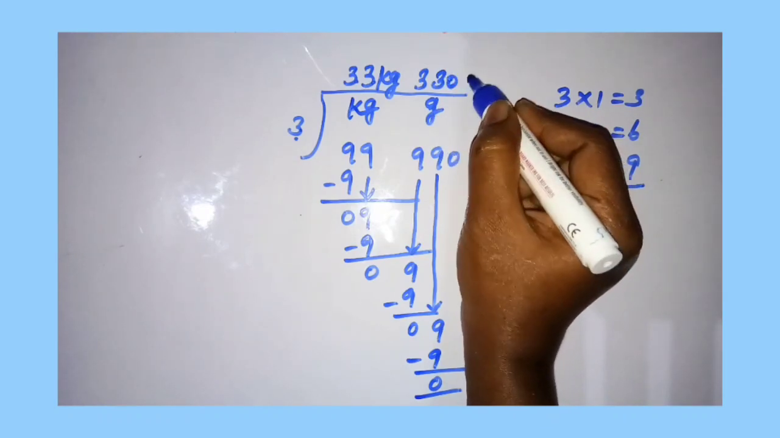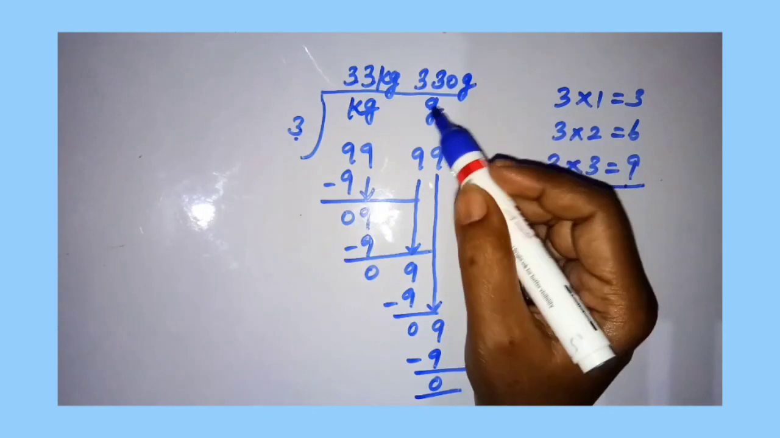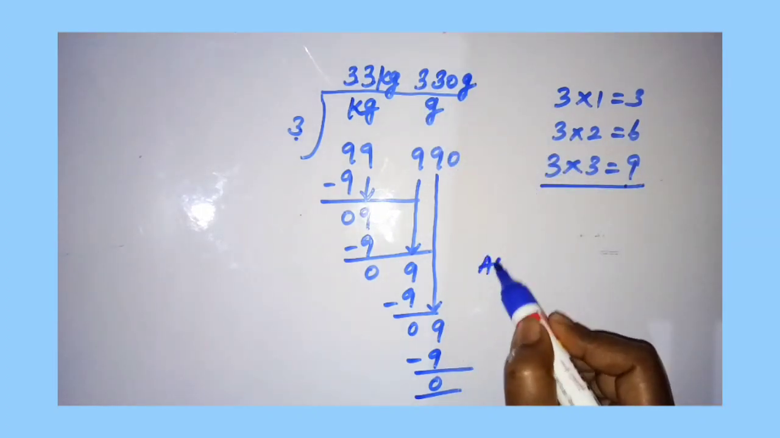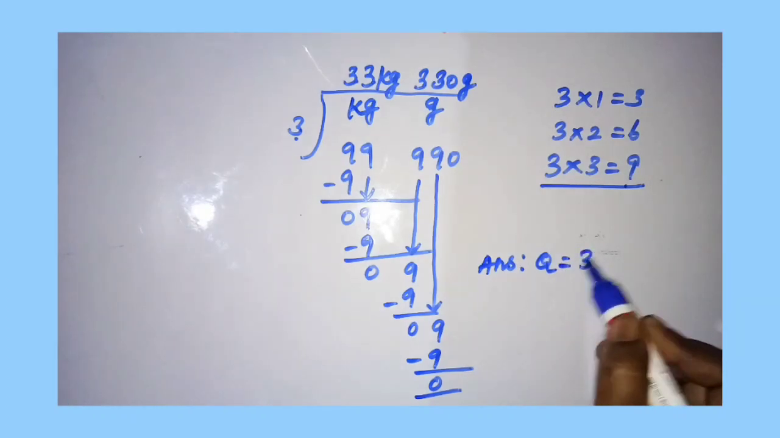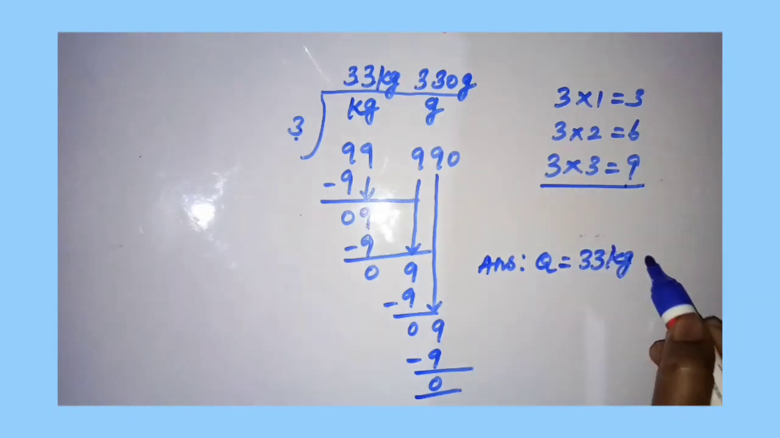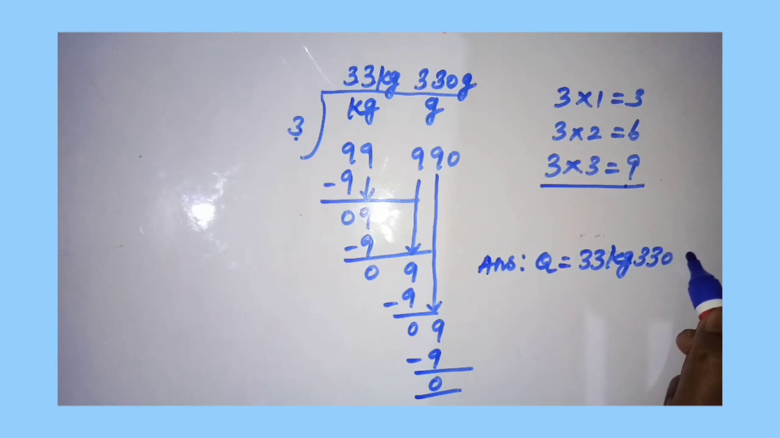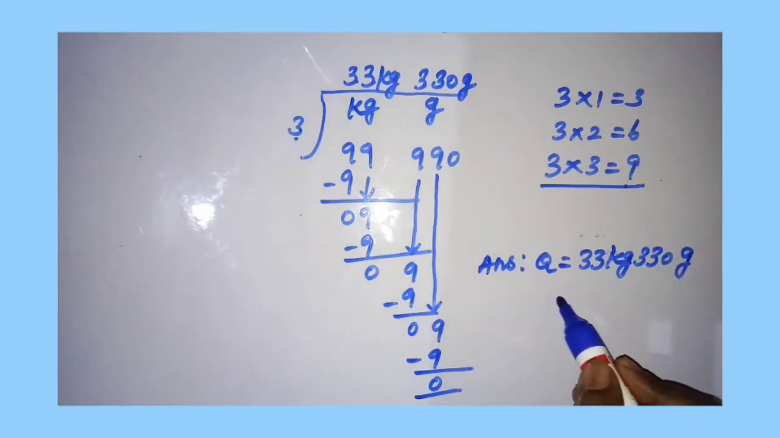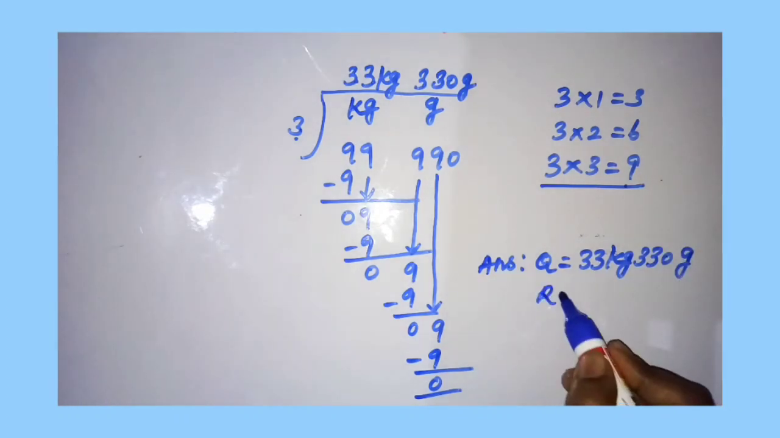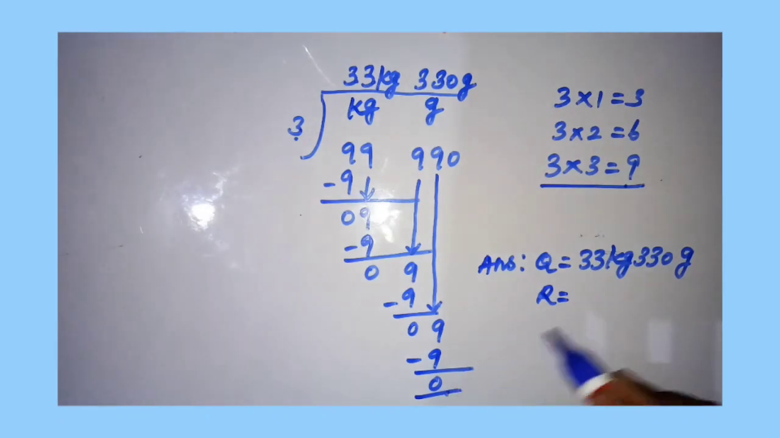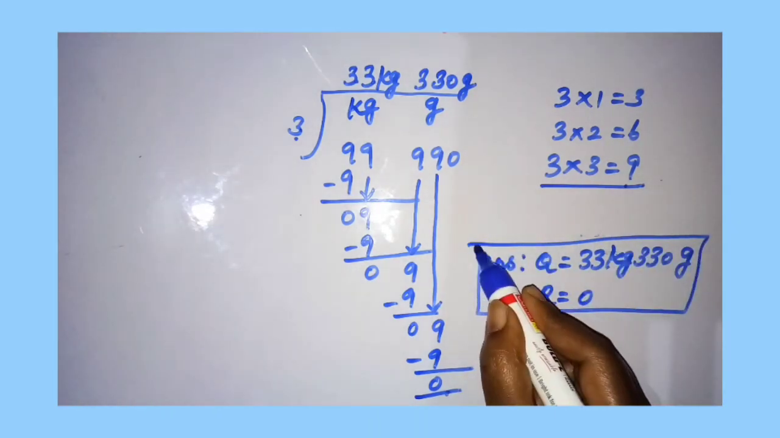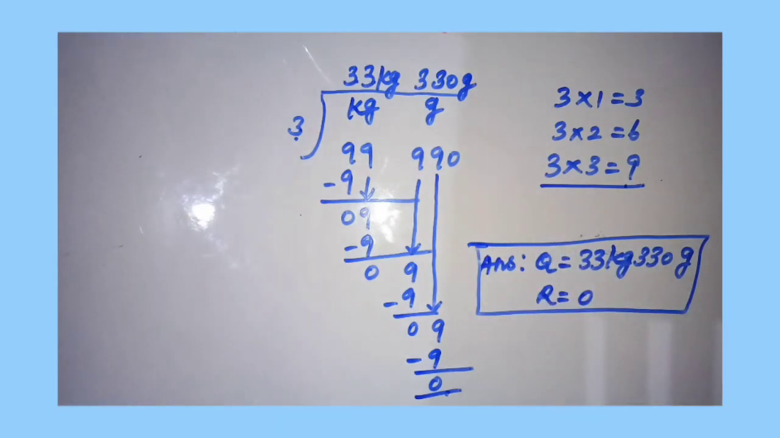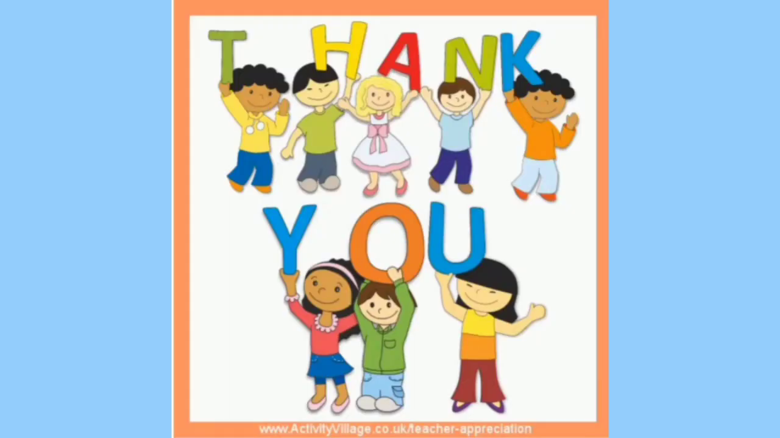So the measurement is gram. So the answer is: quotient is equal to 33 kilogram 330 gram. Remainder value is 0. This is the answer. Thank you, students.